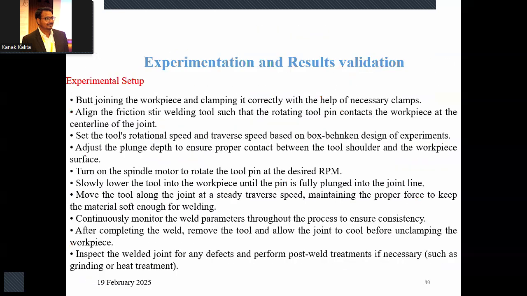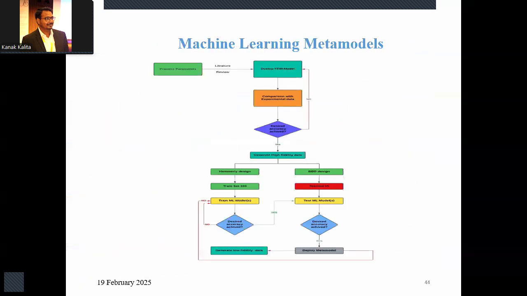Once we had done that, before starting the machine learning phase, we again generated some high fidelity data. We used another method called a Hammersley design. By using the Hammersley design, we generated 100 new data points, and these 100 data points were used as the training data for training all our machine learning models.